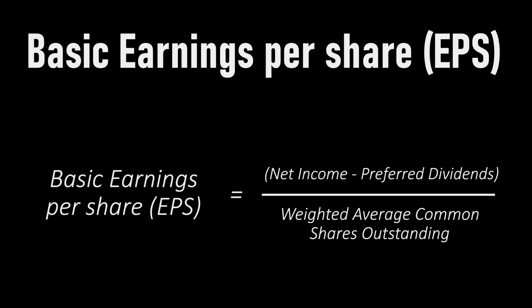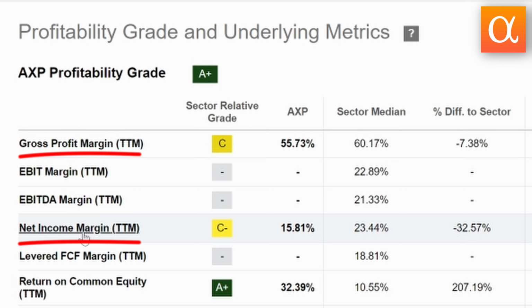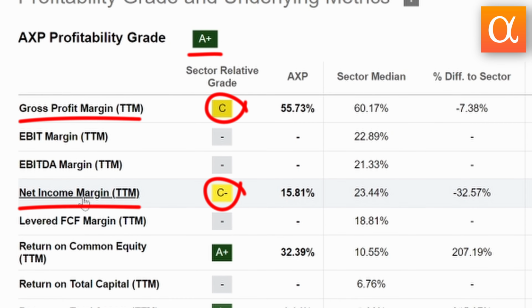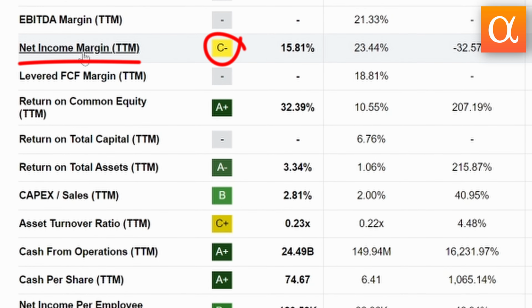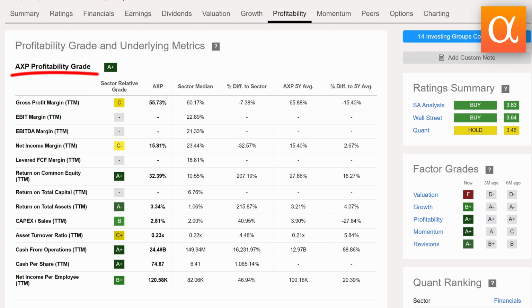It gives us a direct look at the profitability available to shareholders on a per share basis. As Buffett's second checklist question is related to this, I'll elaborate later. From the data, we can see that AXP's gross margin and net profit are both lower than those of the financial sector, so Seeking Alpha gives it a C and C- rating. However, its profitability grade is A+ overall, as the results take account of the aggregate of all the underlying metrics, not an average of the grades for each underlying metric. Of course, you can get the cheating card by looking only at this rating score on Seeking Alpha.